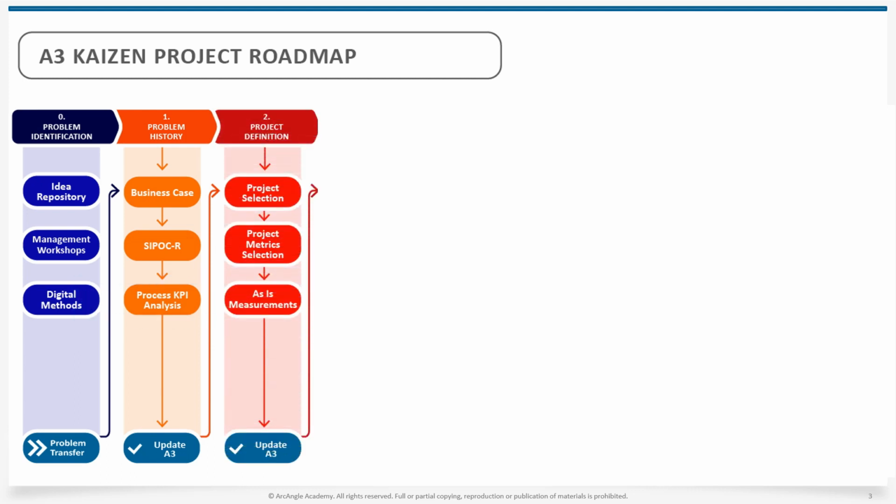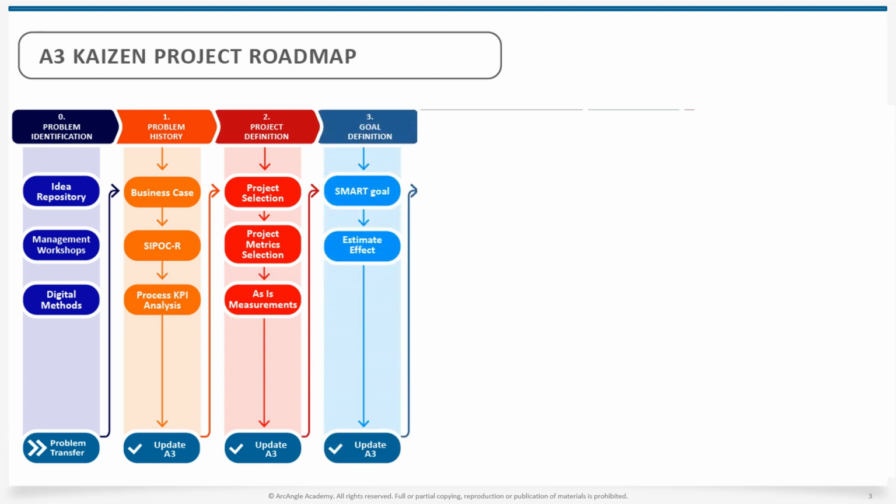Phase 2. Project definition. In this phase, the project scope is defined. It includes project selection, choosing which specific problem or opportunity to focus on for improvement. Project metric selection, selecting the appropriate metrics for our project. As-is measurement, measuring the baselines for all the metrics identified in our project.